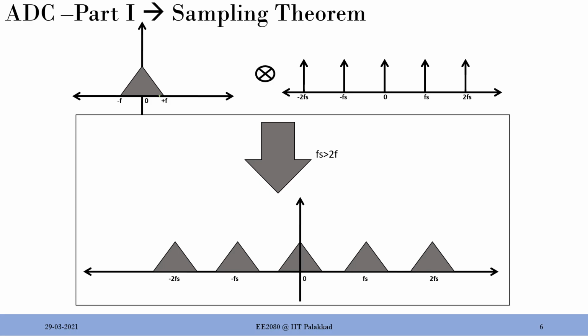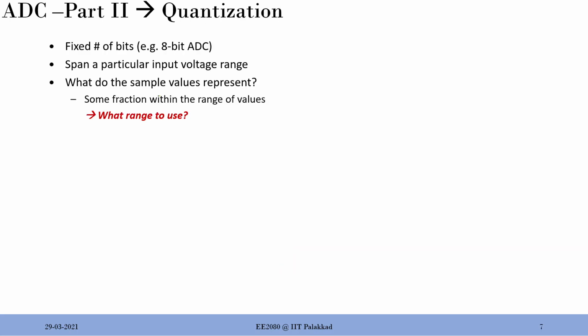Okay, so this is only sampling in time, but there is sampling in amplitude also, which is very important. That determines your bit resolution. So you might have heard about 8-bit ADC or 12-bit ADC or 16-bit ADC. So what does it mean?